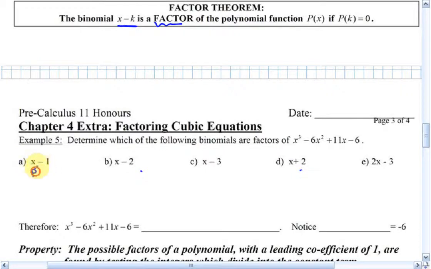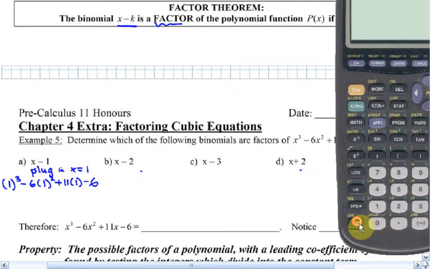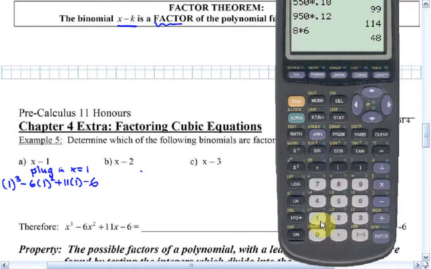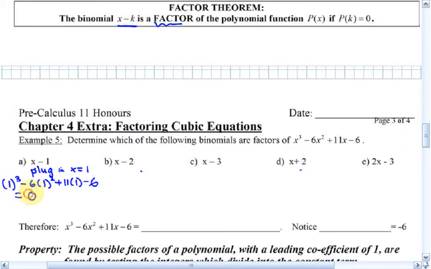1. Sure, so I'll plug in 1. Plug in 1, and I'm going to ask you to please calculate what that is going to result. And I'll bring out my graphing calculator now if you want to use yours too. I think this would be a good time. 1 cubed minus 6 times 1 plus 11 minus 6 equals 0. So is this a factor, yes or no? Yes.